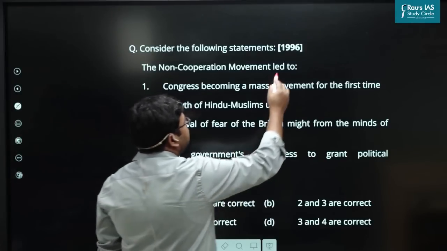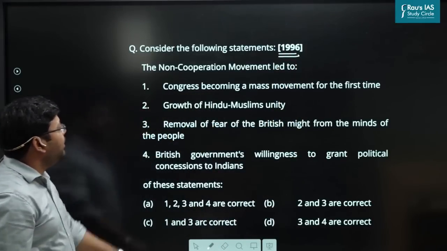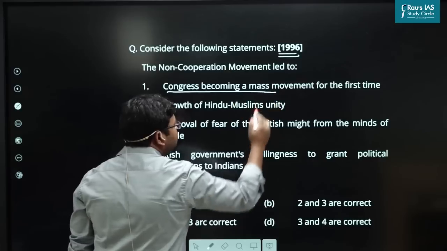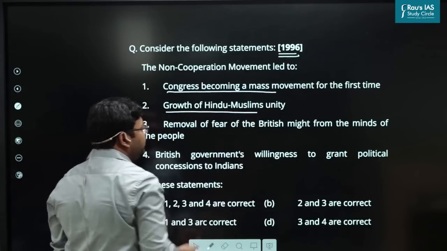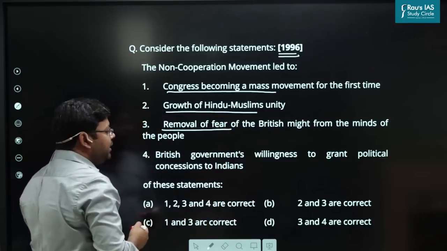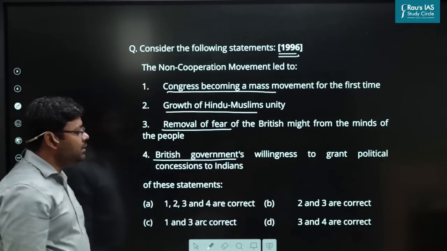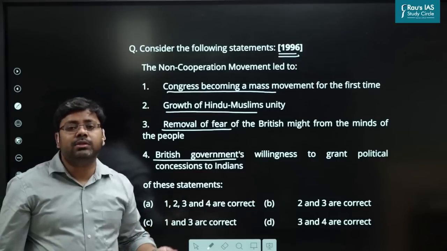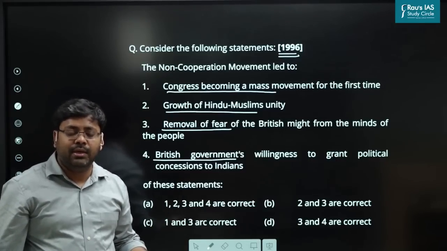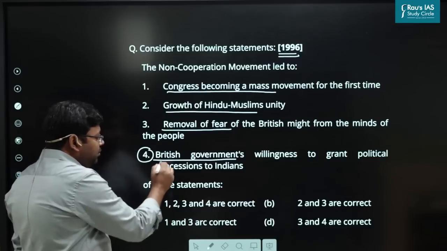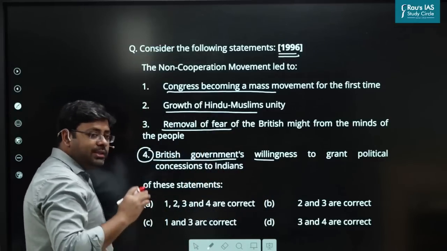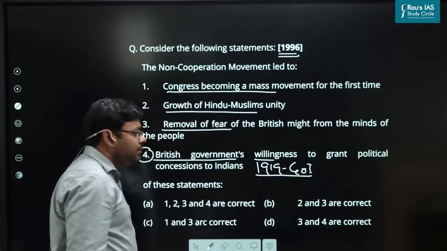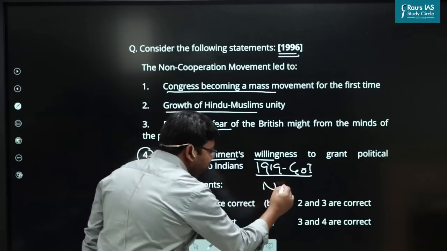Another question, a UPSC 1996 question. It says that the non-cooperation movement led to what? It led to Congress becoming a mass movement for the first time, growth of Hindu-Muslim unity, removal of the fear of British might, and British willingness to grant political concessions to the Indians. It's a tricky question. In the first go, all the options look almost correct. But that is not the case. If you take the fourth option, British government willingness to grant political concessions, one thing is for sure: first came the Act of 1919, the Government of India Act 1919, and then came the non-cooperation movement.